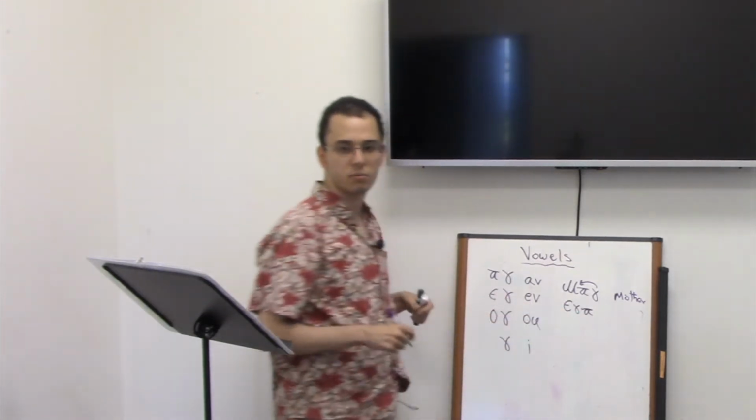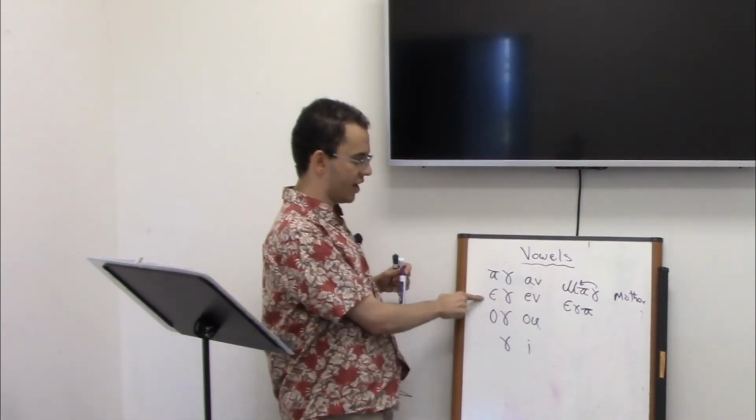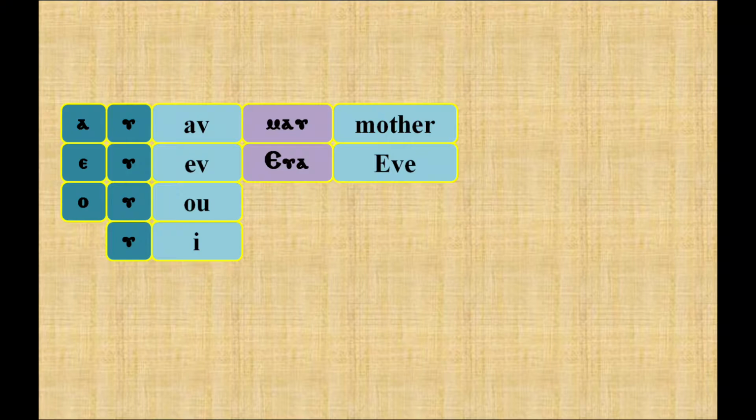So is this for all the vowels? No, just those two, alpha and A. Only two of the vowels. So we look at what's before it and that's how we figure it out. This would be Eva, like I said, which is Eve.